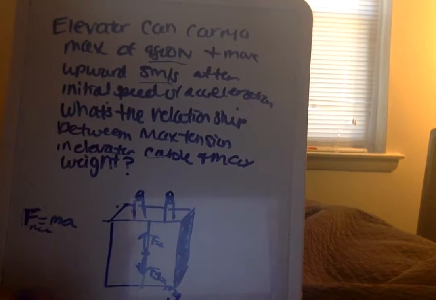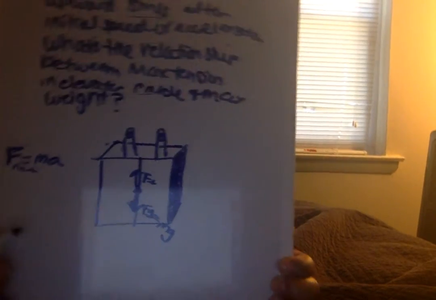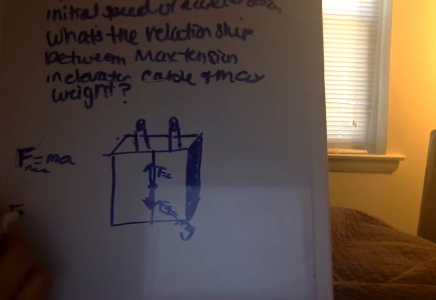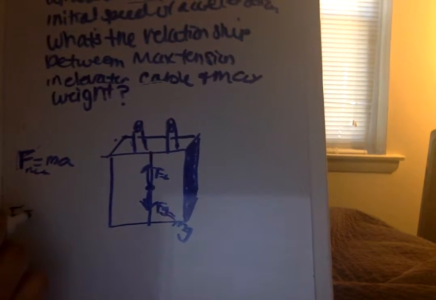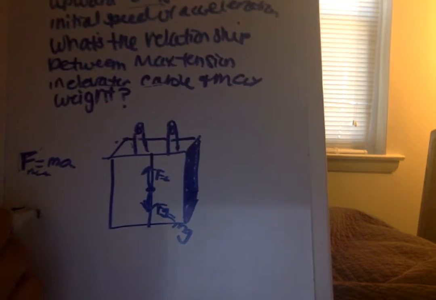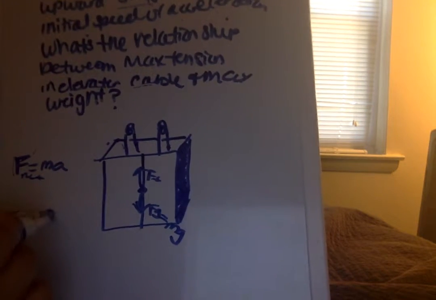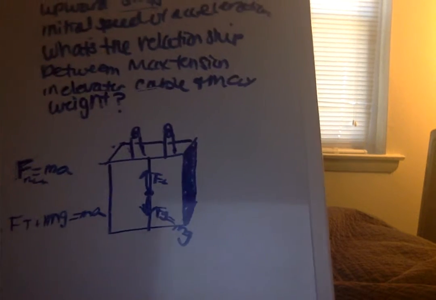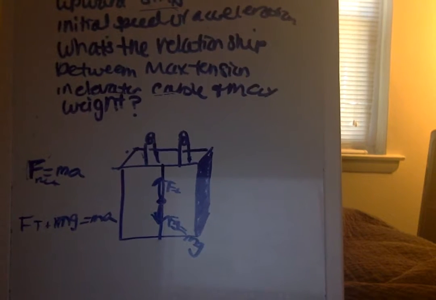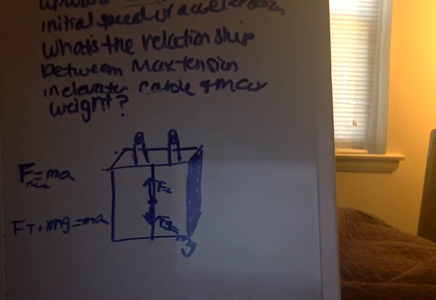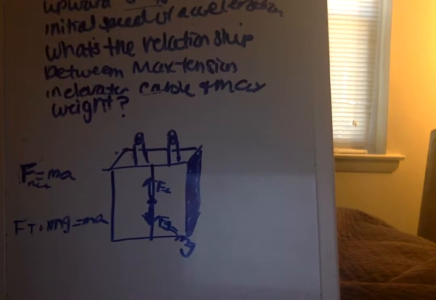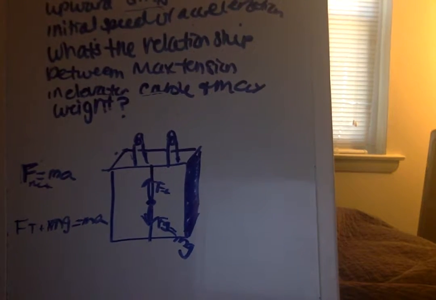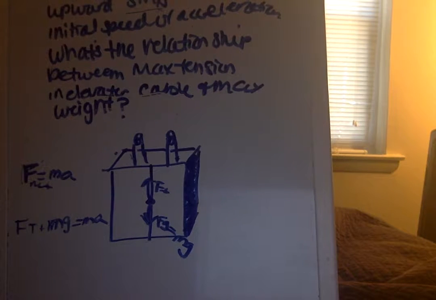So Newton's second law then becomes, don't know if you could see, FT plus mg equals ma. Right? So they want to know the relationship between the max tension in the elevator cable and the max weight. So we already know that the max weight is 9,800 newtons, right?